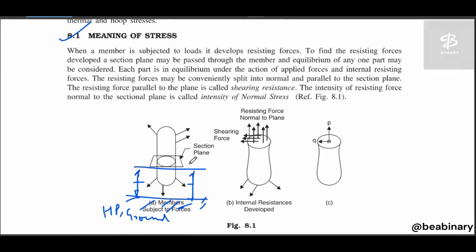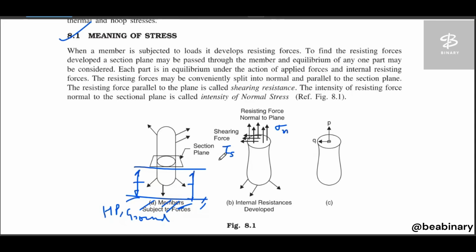If we cut parallel to this ground, the first half remains and the second half is removed from the system. In that first half, as we discussed last time, some stresses are induced: resisting forces normal to the plane and shearing forces parallel to the plane. Two types of stresses are generated here, the normal stress sigma n and the tangential stress, or shear stress.